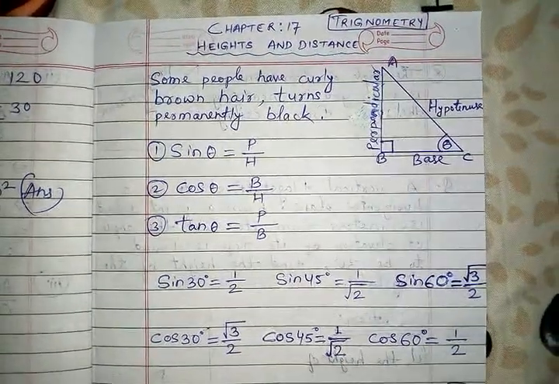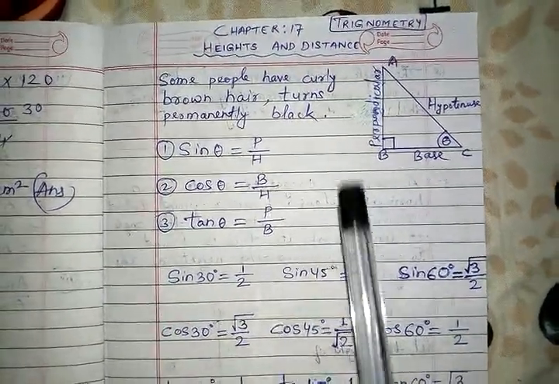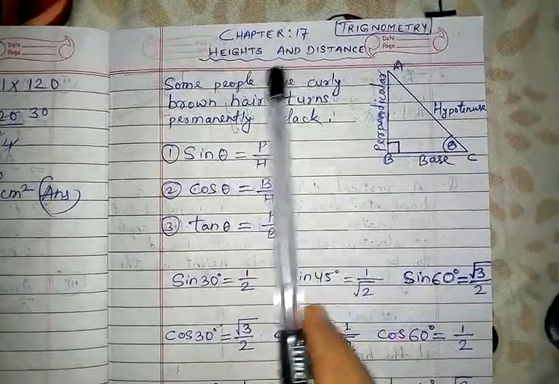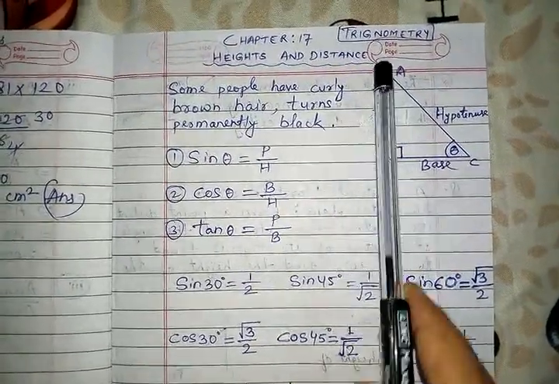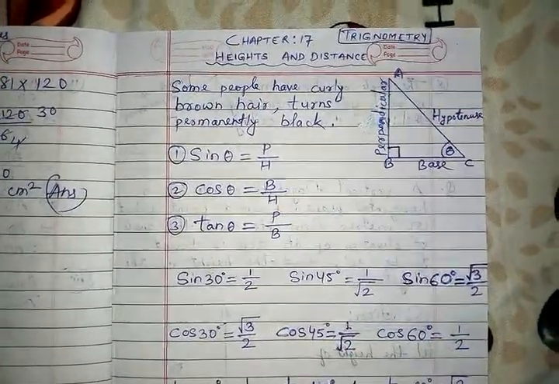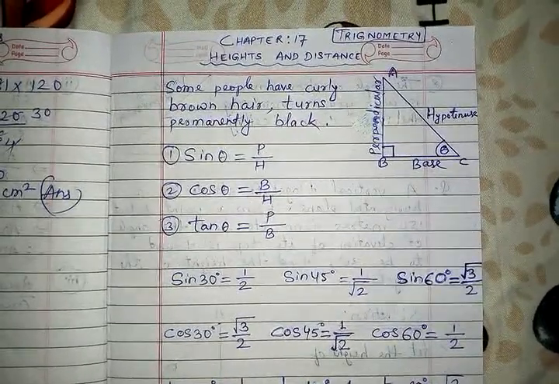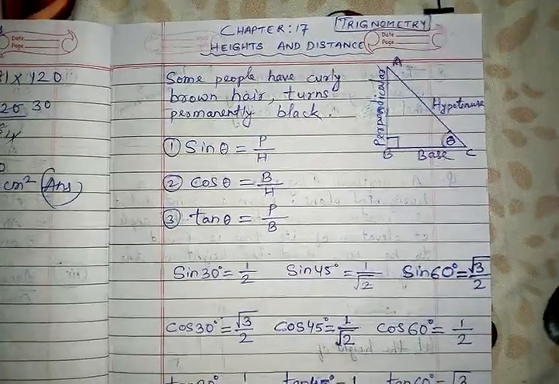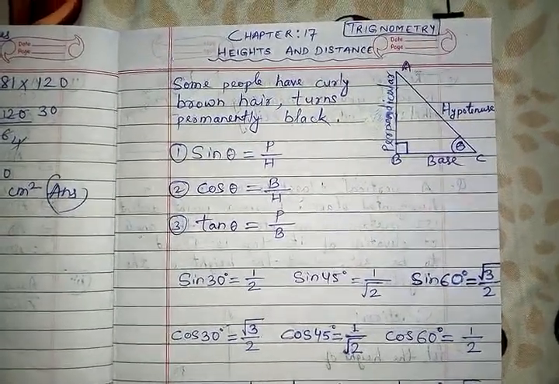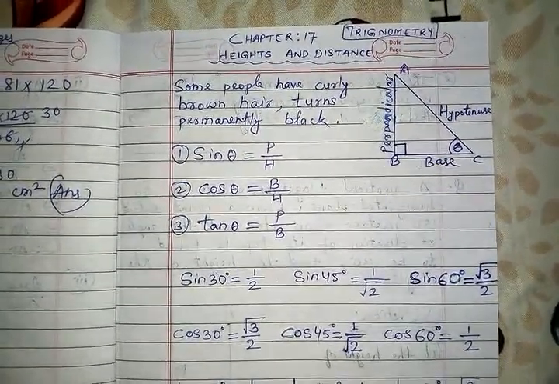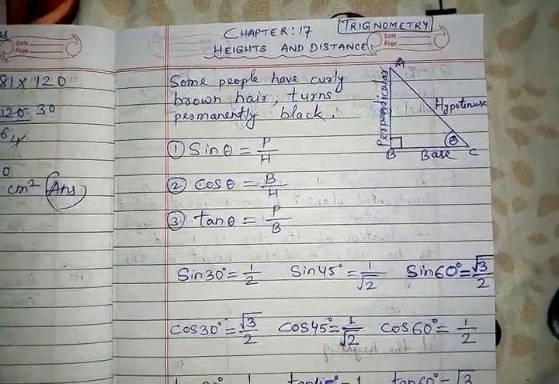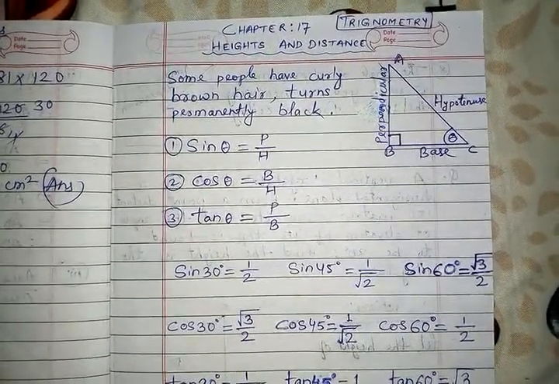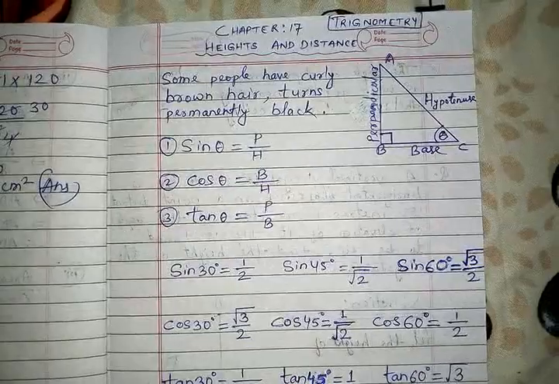Class 10 children, today I will begin a new chapter, chapter 17, height and distance. This is a chapter from trigonometry, and one more thing I want to say to you all: it is a revision for you, because we have learnt this chapter in class 9 also. So I think you will understand this chapter very easily. A little bit of the questions will be advanced, but the logic and the concept are the same.